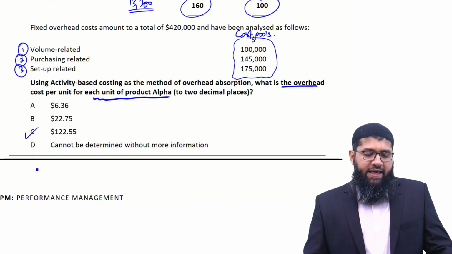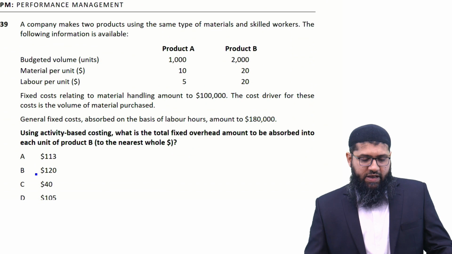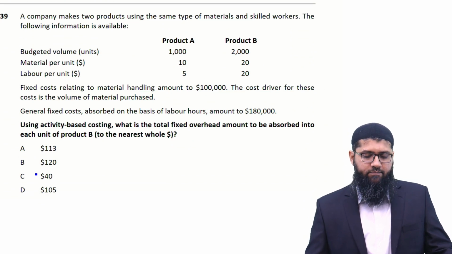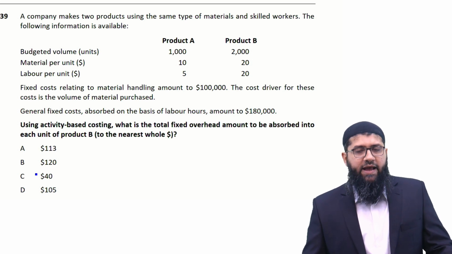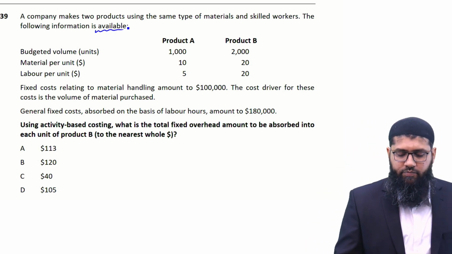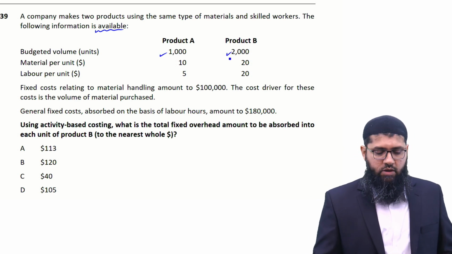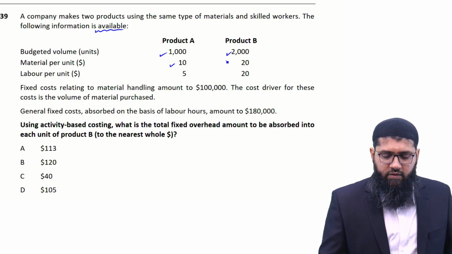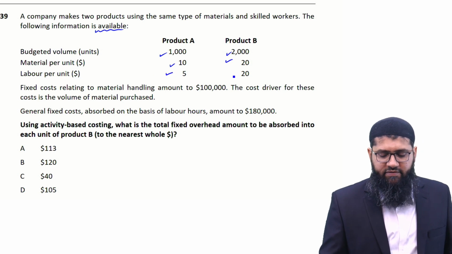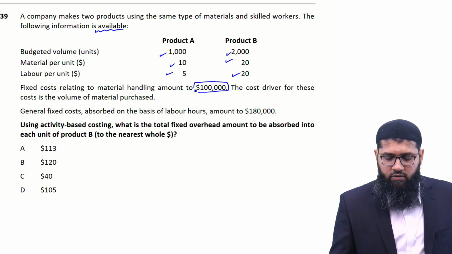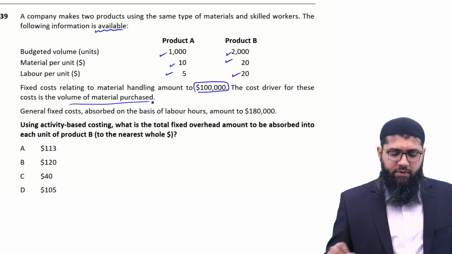We'll move on to the next example. It says the company makes 2 products using the same type of material and skilled workers. The following information is available. Budgeted volume is this, budgeted volume is this. Material per unit is this, per unit is this. Labor per unit is this, labor per unit is this. Fixed cost relating to material handling is 100,000. Cost driver for these costs is the volume of material purchase.